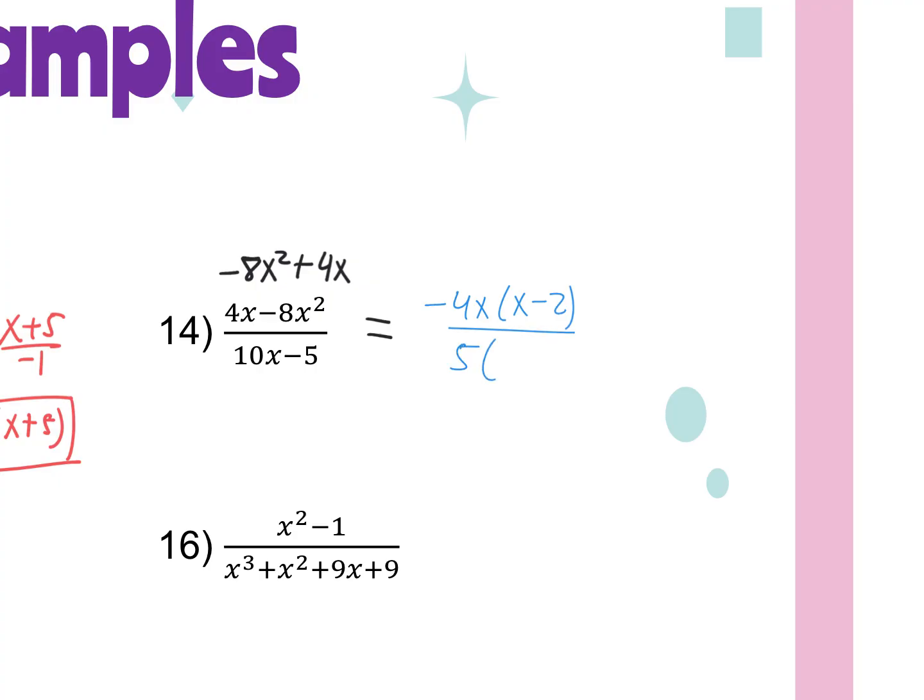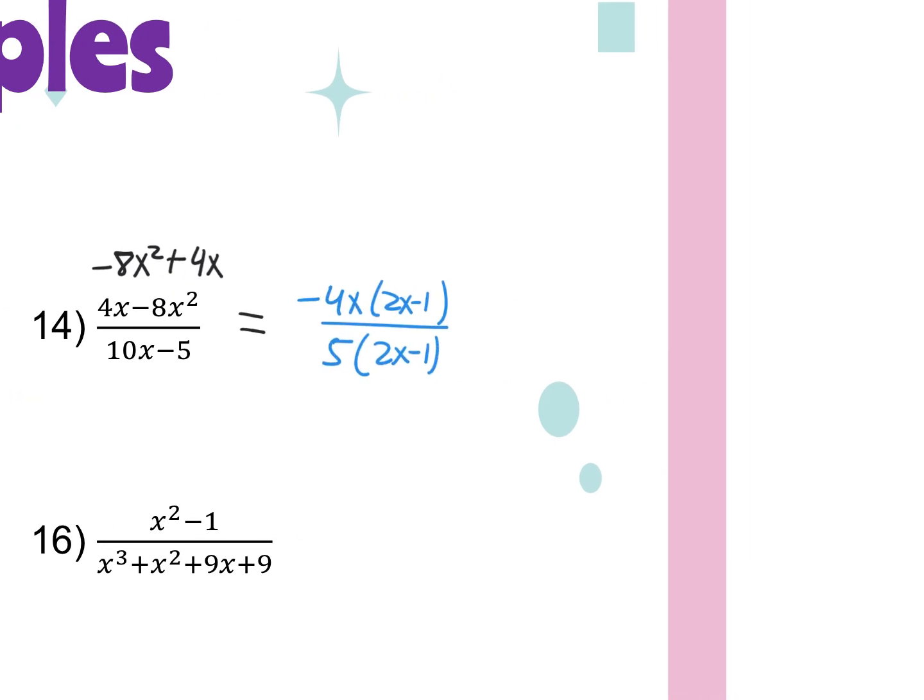And I'm left with, oh, I did that wrong. Wow. Okay, that's very wrong. And then on the top, we're going to be left with 2x minus 1. Sorry. And then on the bottom, I can take out a 5, and then I'm left also with the 2x plus 1. All right, sorry about that.